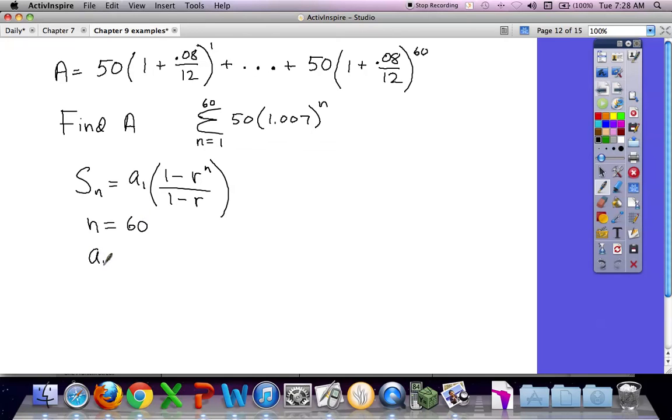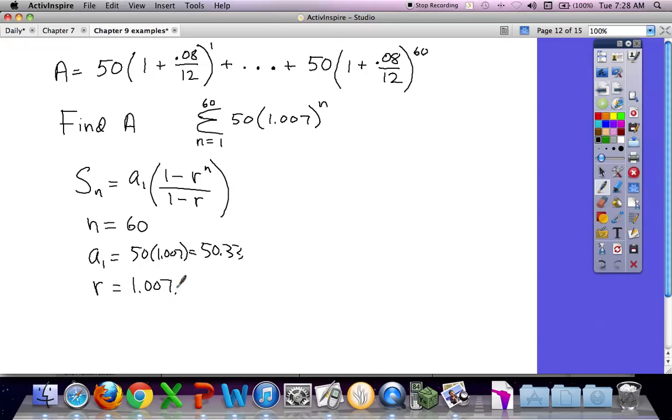We need to know the first term. The first term will be what we get when we substitute the lower limit for n. So we'll have 50 times 1.007 to the first power. This is 50 times 1.007, which is $50.35. And we need to know the r. And the r is the 1.007.